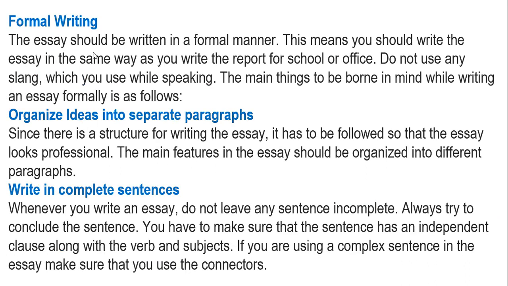Then formal writing. The essay should be written in a formal manner. This means you should write the essay in the same way as you write the report for school or office. Do not use any slang which you use while speaking. The main things to be borne in mind while writing an essay formally are as follows.